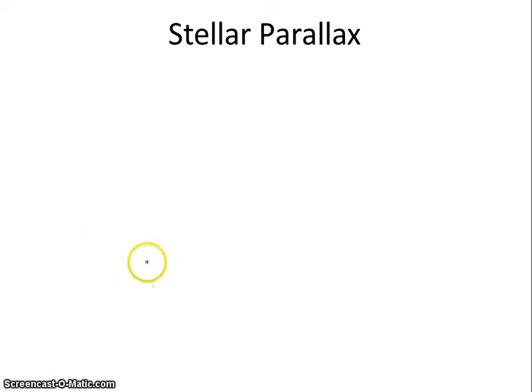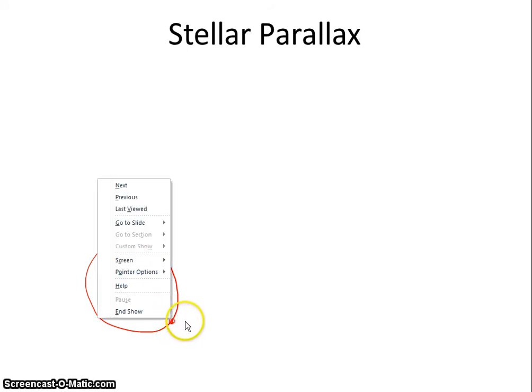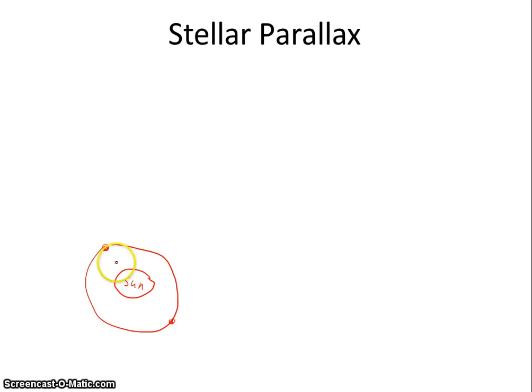So if I were to draw the Sun and the Earth orbiting the Sun, the Earth would take 1 year to go around this orbit. So if I start here, 1 year later, I will have returned to the same place. So that means 6 months from the time I'm here, I'm on the other side of the Sun.